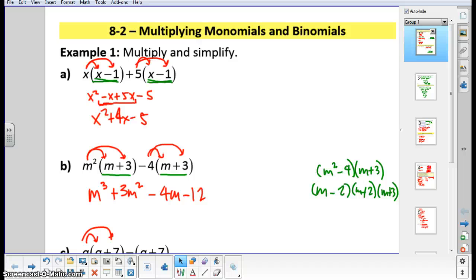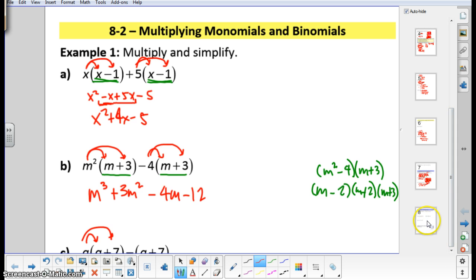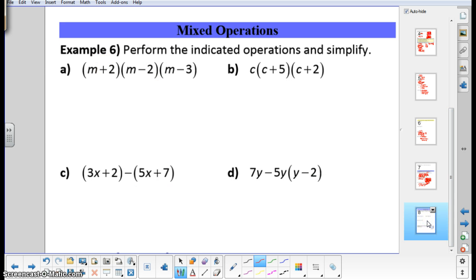Welcome to the Screencast-O-Matic video version of the end of the notes for 8.2 and 8.3, multiplying monomials and binomials. We left off in both of the classes right on the last page for mixed operations, and I wanted to make this short video to show you how to do these mixed operations. I think that you'll find them to be pretty easy.